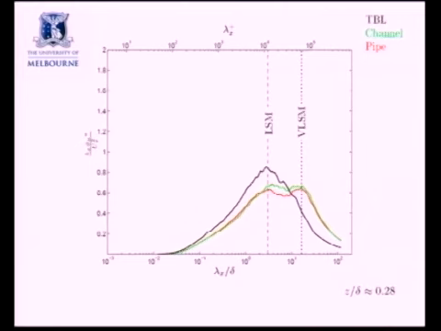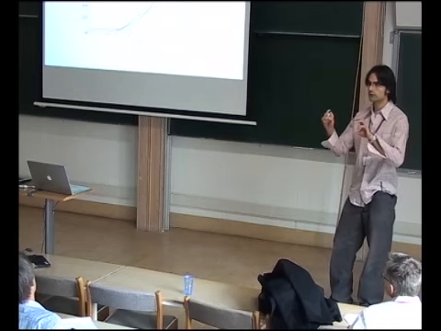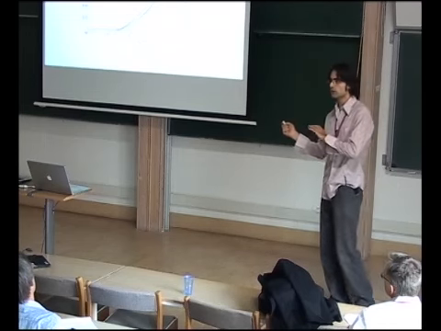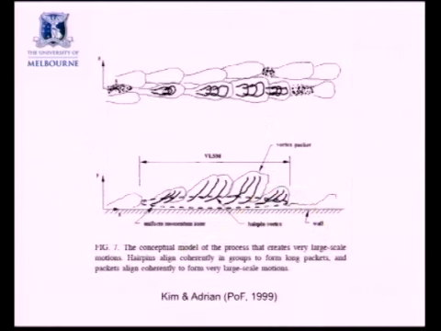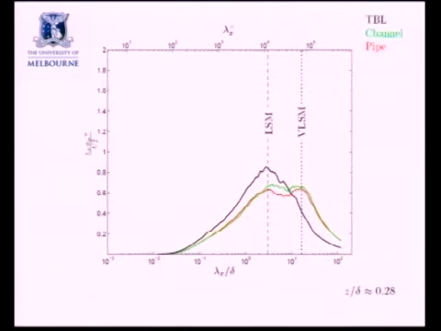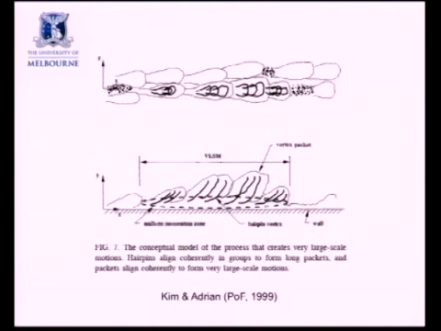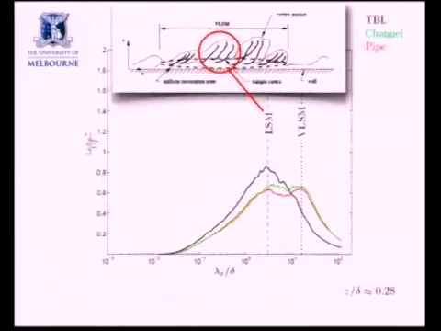We move out to about a third of the boundary layer, a third of the way up the pipe or channel. I think things are starting to get very interesting now. We have this large scale motion peak in the boundary layer, which is about 3 delta long. But in the pipe, you see the emergence of two different peaks now. We have one that's the same as the boundary layer, the large scale motion peak, and one at a very large scale motion, which is much longer. And at this point, I should remind you what Kim and Adrian's model was to explain. You've already seen this spectra.